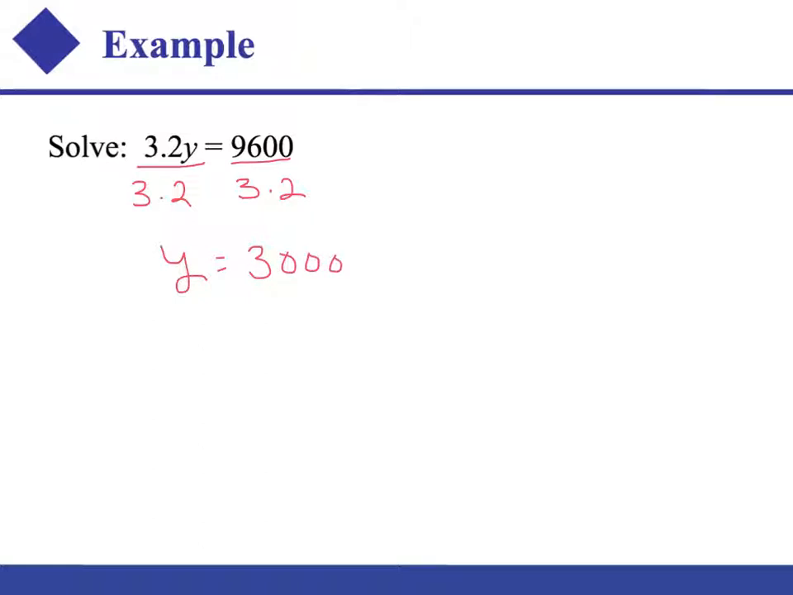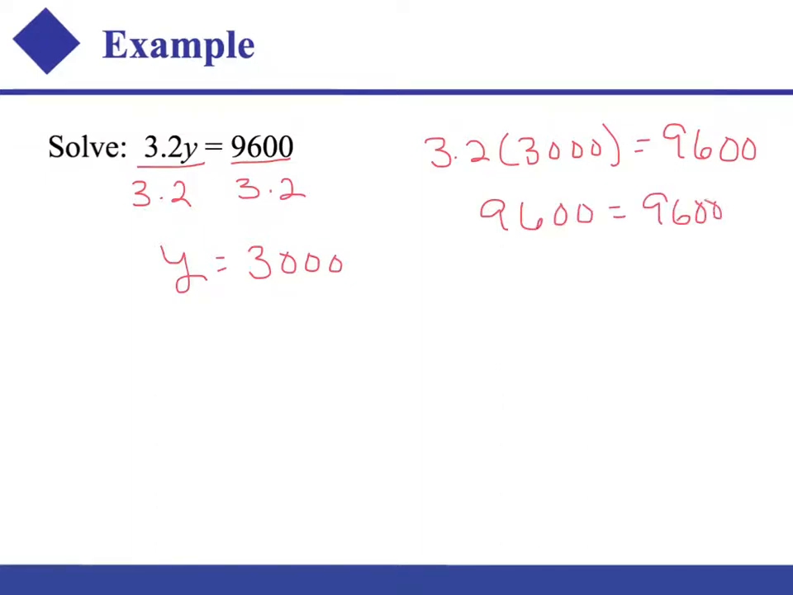And again, you can check it. 3.2 times 3,000. You plug that into your calculator. You're going to get 9,600 equals 9,600. So it's true. So 3,000 is our solution. Again, I will assign practice problems in class for us to do.